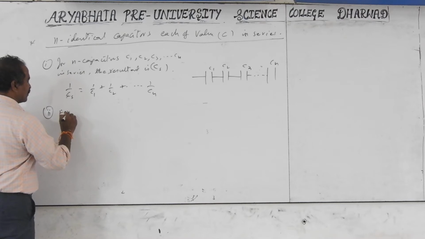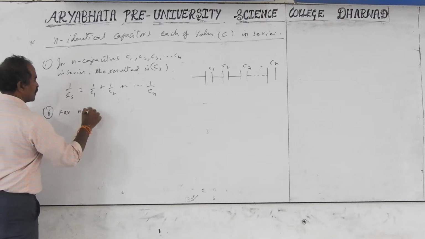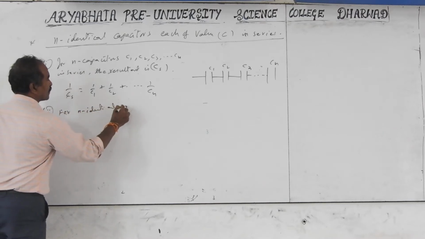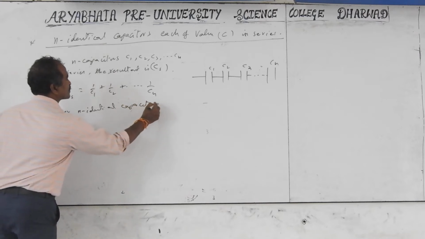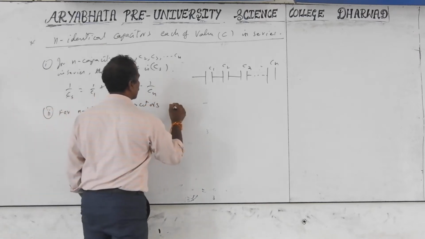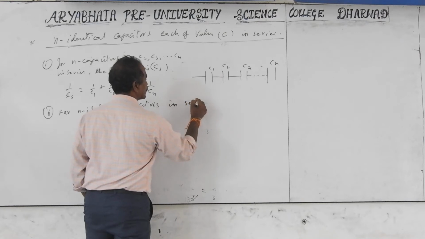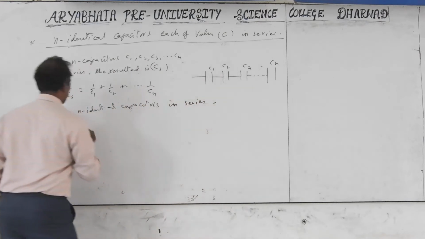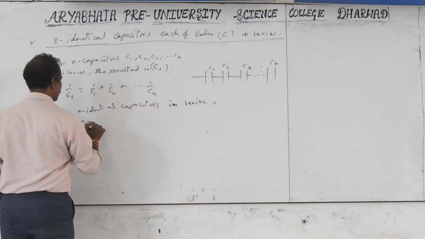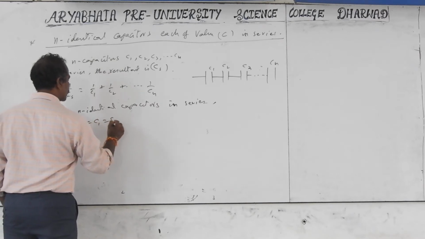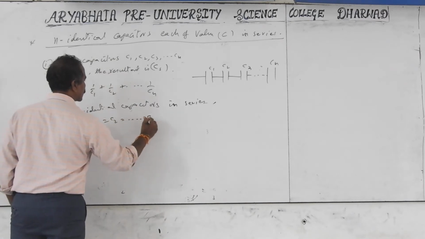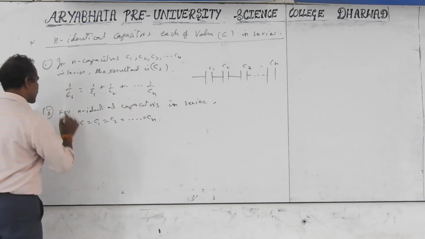For n identical capacitors in series, then what I get is C equal to C1 equal to C2 and so on, also equal to Cn, all same. Resultant is C series only.